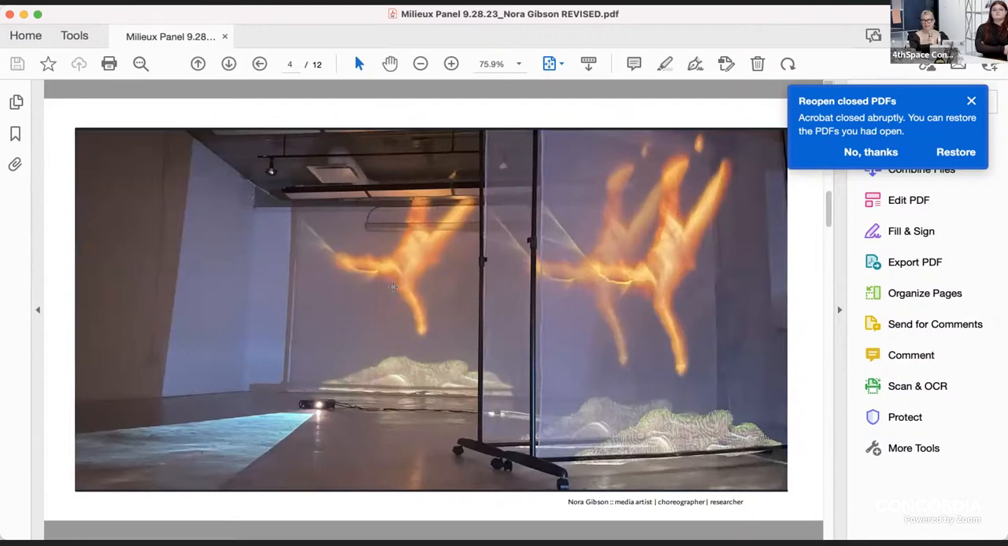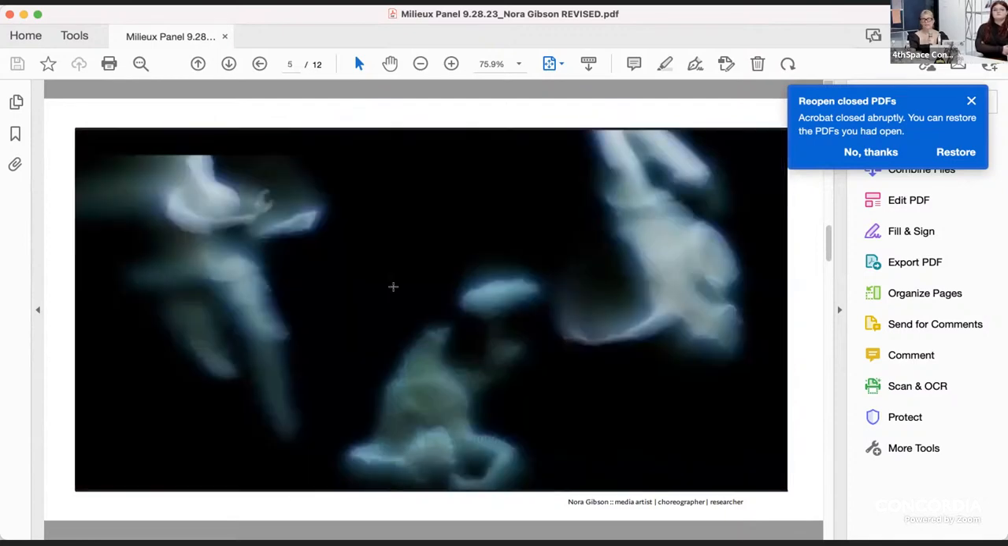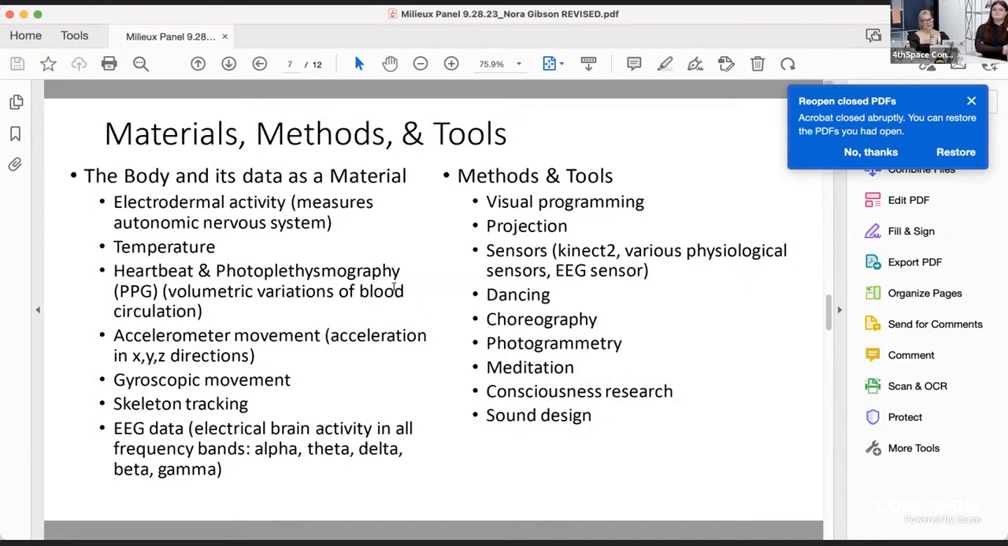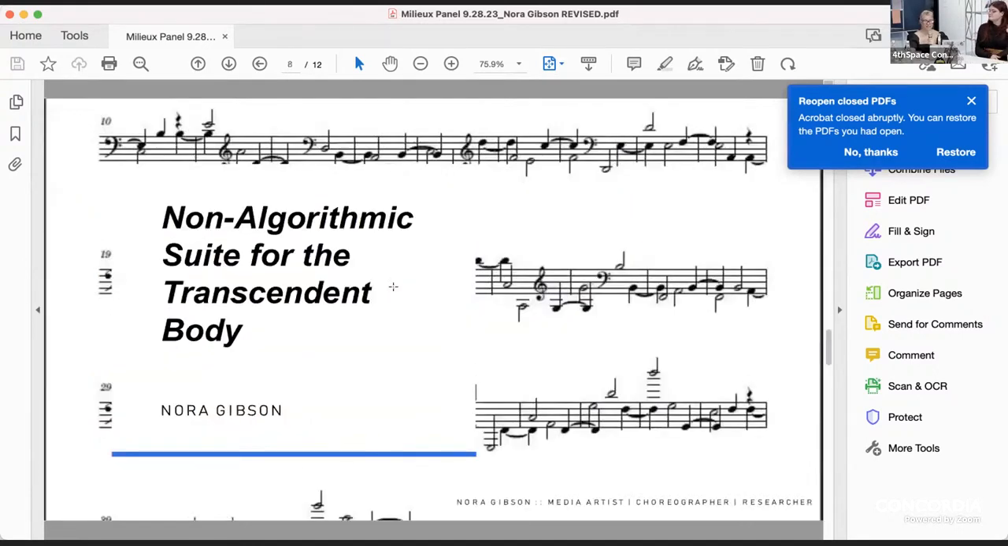This is just another example. Other examples, it's where I use my actual form. This is just an old picture from work that I choreographed. So it's still very much in me, the beauty of the body. So yes, anyway, these are the types of materials that I use, all sorts of physiological data, and then different methodologies that I use to bring the sense of these experiences to life.